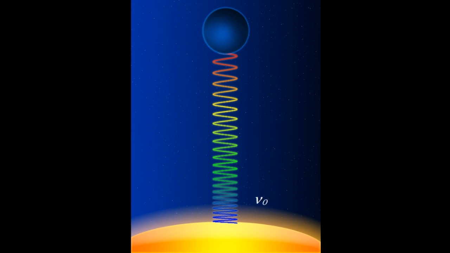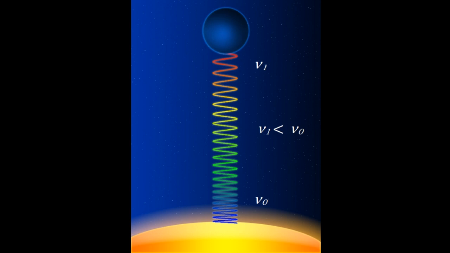When light of frequency nu0 is emitted from a massive body, the frequency decreases as it gradually moves away from the body. When the light is received by a distant observer, its frequency is no longer equal to nu0. It's less than that. Hence the name. The color of light has shifted towards the red end of the spectrum.